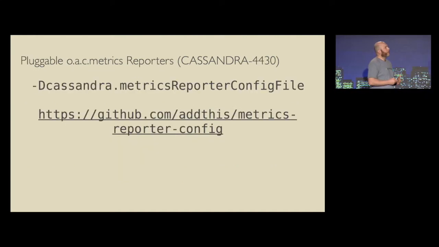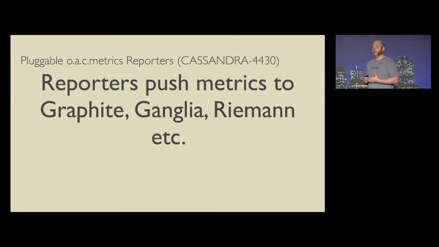Now, this was a patch that came in early in 2.0, around 2.0.2, and it's awesome. Have a look at this GitHub project. When you specify a file to the cassandra.metrics_reporter config, we will parse that and create some Yammer metrics reporter agents. These run inside the JVM that Cassandra's running in, and they can be configured to automatically push metrics out. There's reporters for Graphite and Ganglia and Riemann, and I'm sure you can go and write any others if you're using different things. You should be using this.